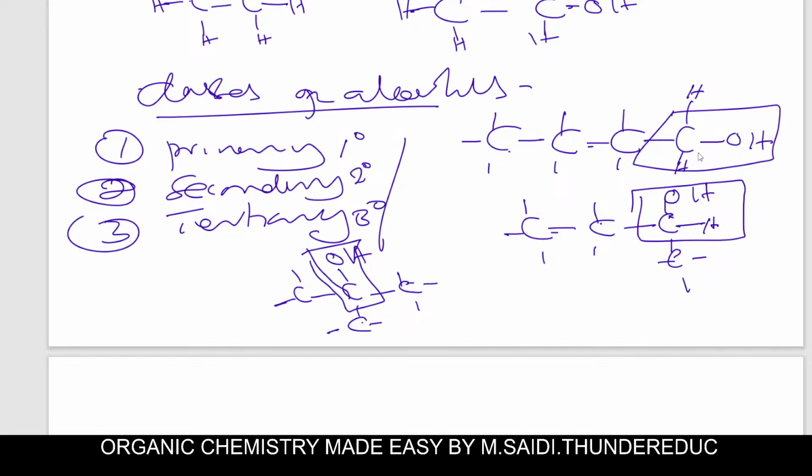The one that has only one alkyl group is a primary. It has two, therefore it is a secondary. And it has three other carbon atoms attached. The carbon atom with the functional group is attached to three other carbon atoms. Therefore, it is tertiary. That's how you can identify these alcohols without being disturbed: which one is a primary, which one is a secondary, and which one is a tertiary.